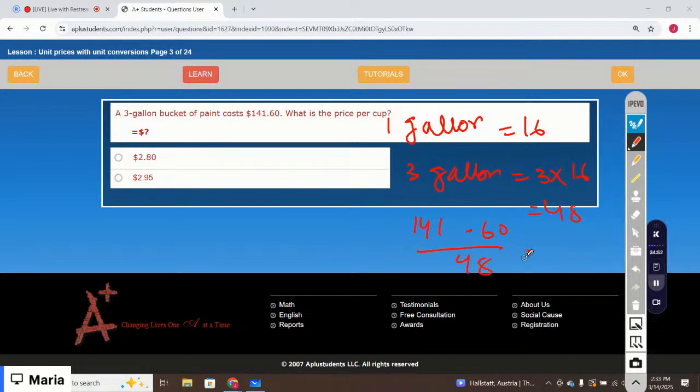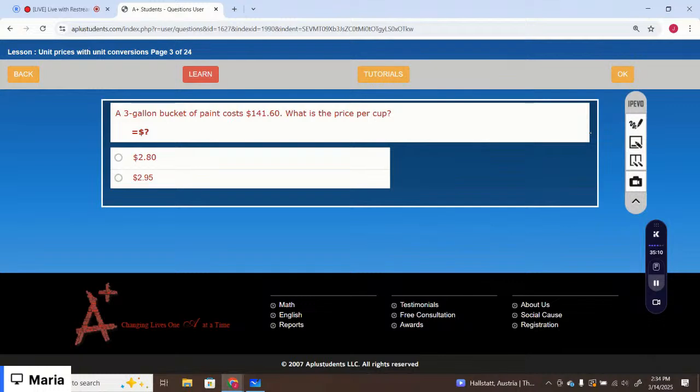141.60 divided by 48 equals 2.95. Option number 2 is the correct option. That is 2.95.